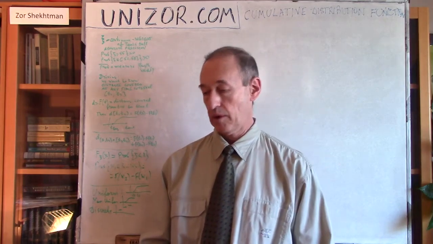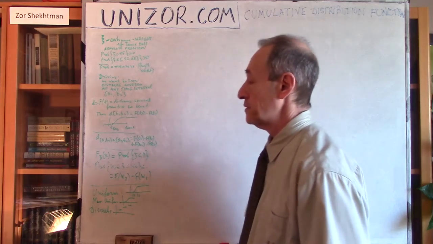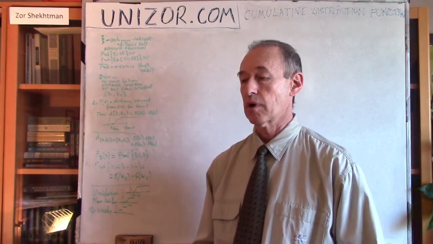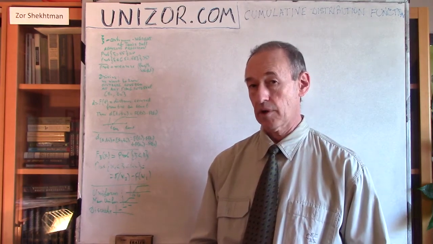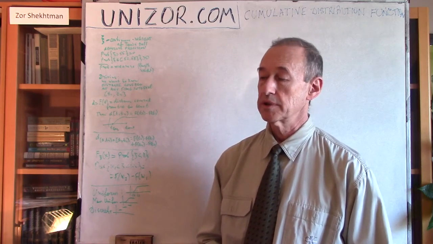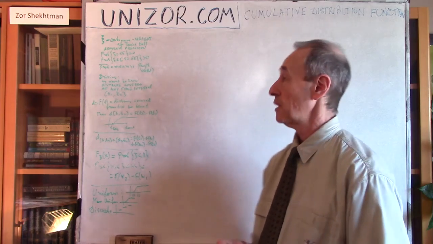All right, so we are talking about the function which is called cumulative distribution function for random variables with continuous distribution of probabilities, and then we will apply it to discrete random variables as well.